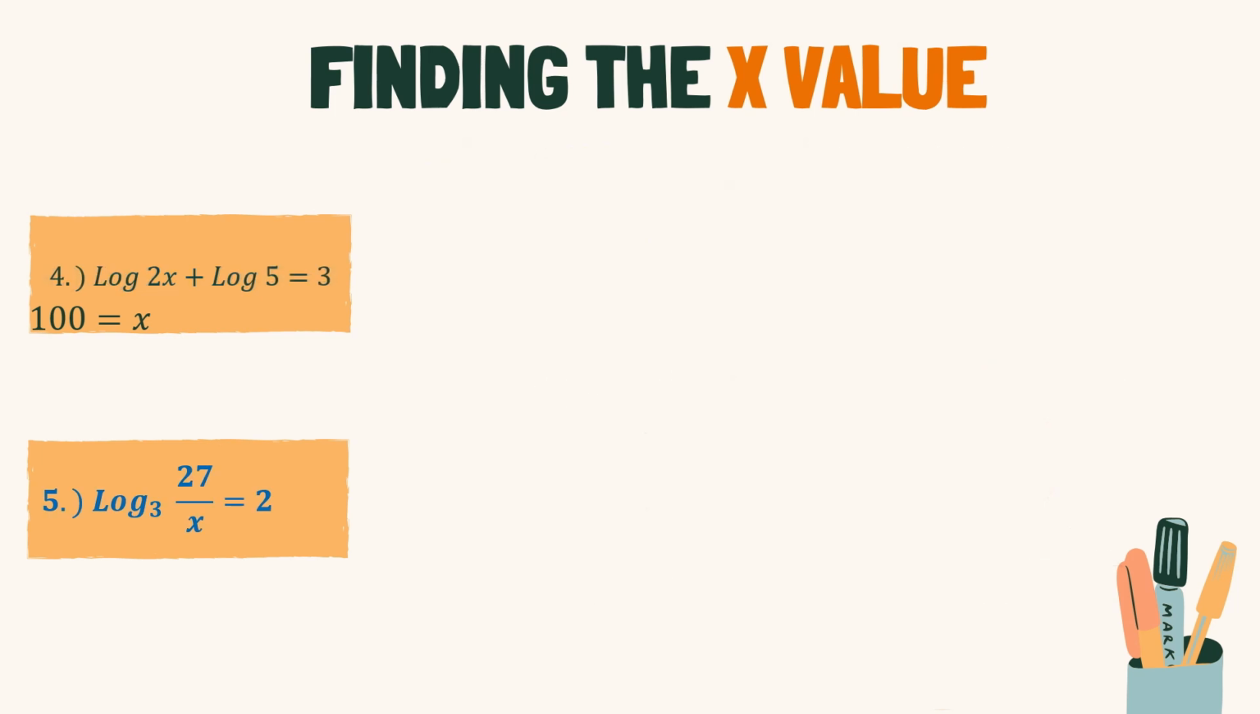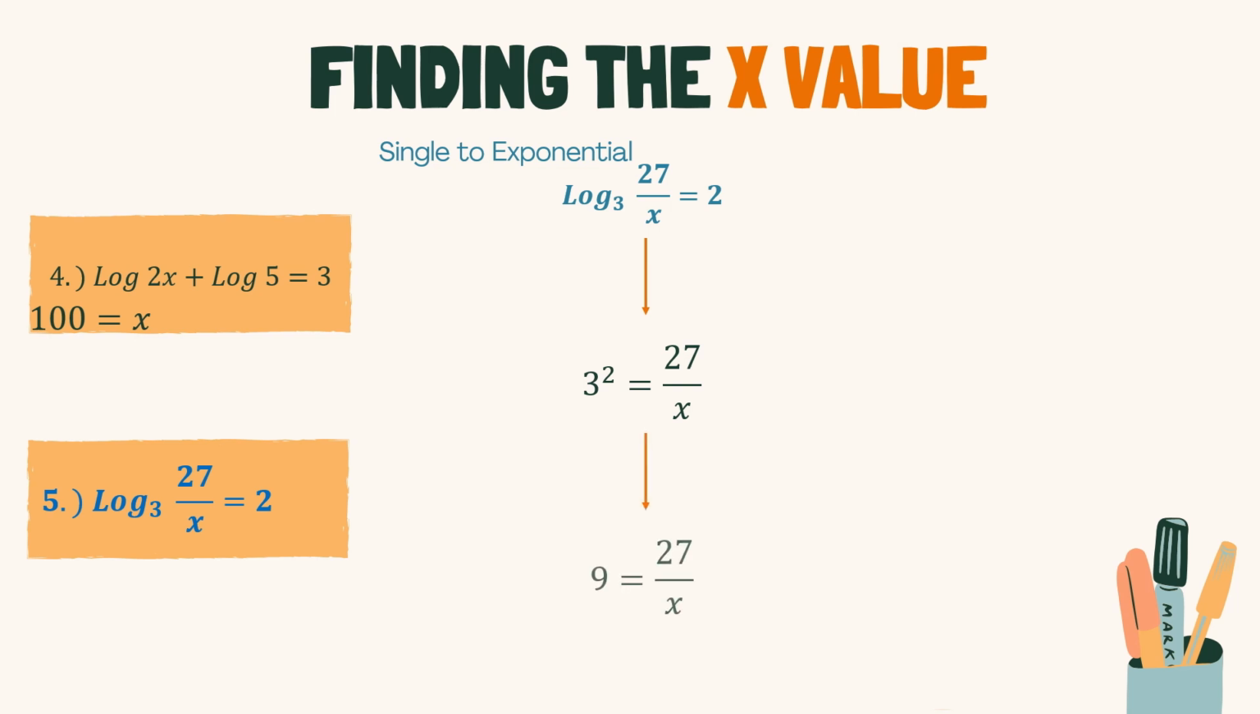And lastly, for example 5, log base 3 of 27 over x equals 2. It can be expressed as exponential function since it is already in a single form. 3 squared equals 27 over x. Simplify 3 squared and transfer x to the other side of the equation to remove the fraction. Then divide both sides by 9. 3 is the value of x for this example.